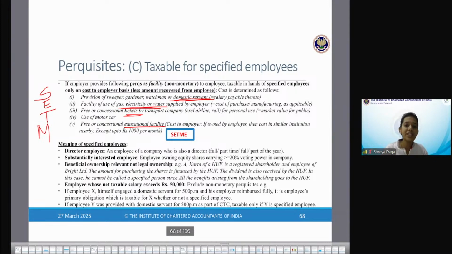Okay, it is exempt if the fees is up to 1,000 per month, but you can understand that generally fees is not so less, especially for people who are in the specified employee category. For them, their children's fees will be more than this only. So that's just a theoretical limit. It is not going to practically apply for you. Okay. So educational facility or E is another point. All right. So these 5 points are actually the specified employee taxable points.